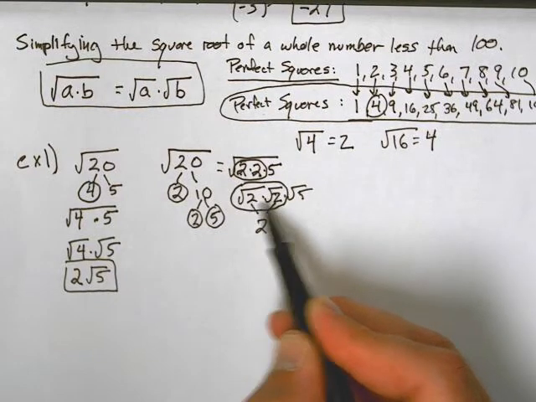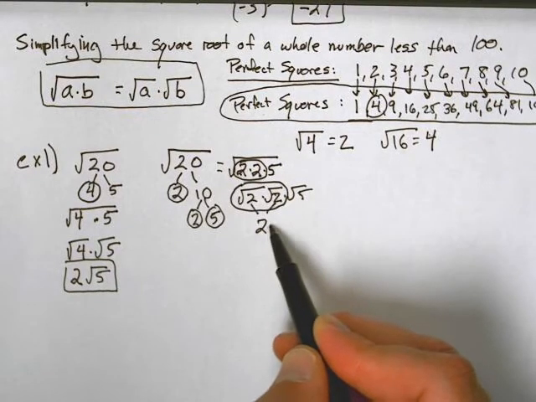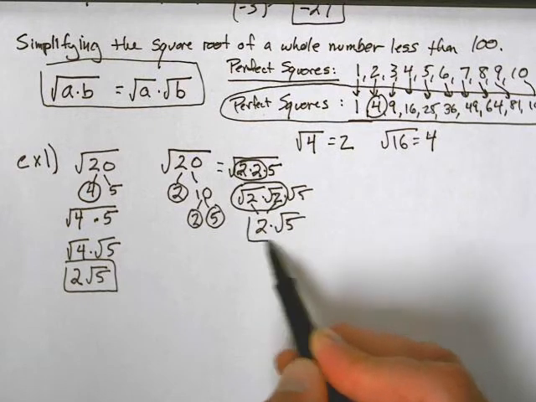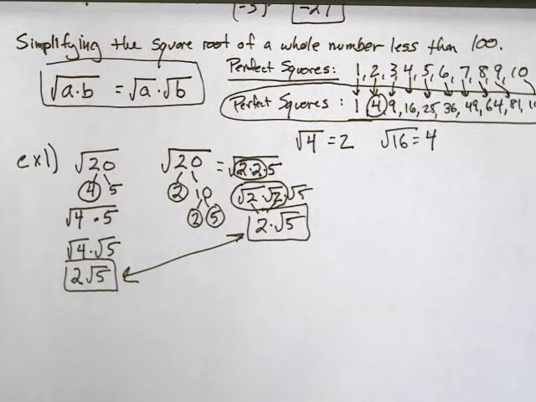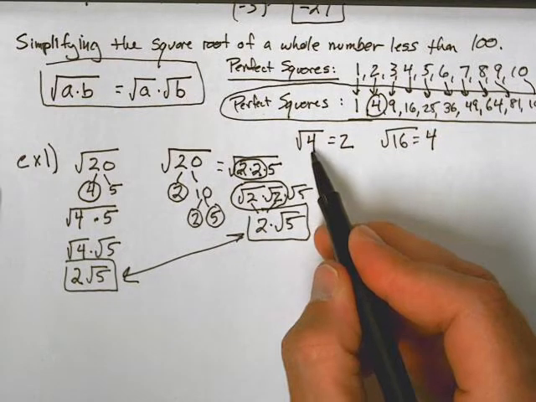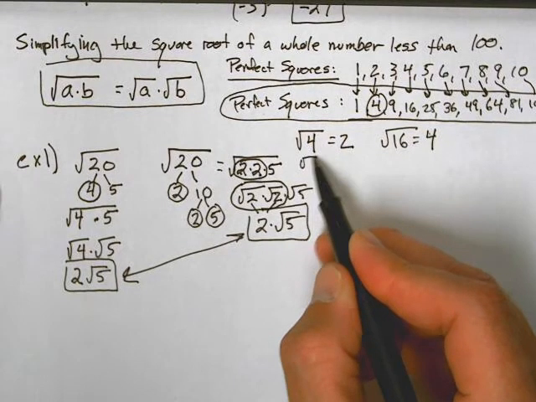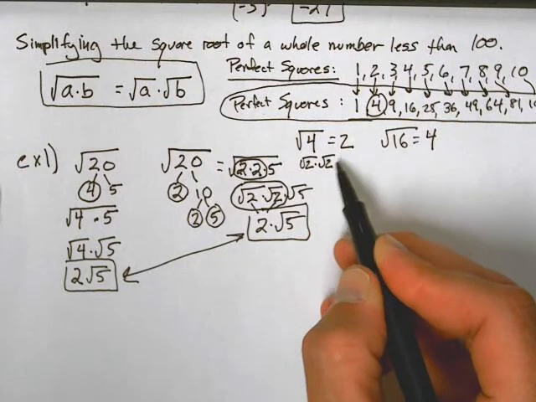So the square root of 2 times the square root of 2 is just 2 times the square root of 5. That's the same answer as I got here. Another thing to keep in mind is the square root of 4 is really the square root of 2 times the square root of 2, which is 2.